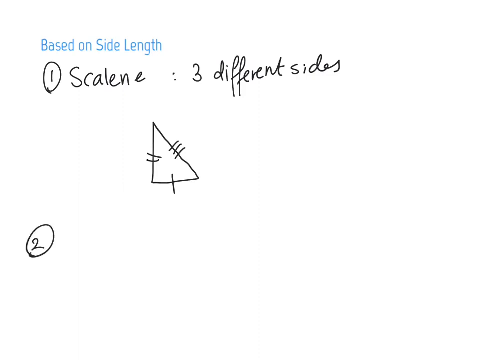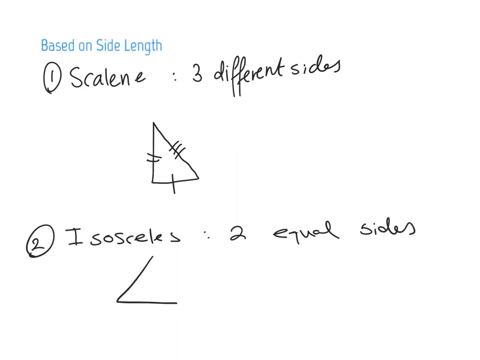The second type of triangle based on side length is an isosceles. So this is when we have two equal sides. So the two lines mean that those sides are equal, and the one line means that that side is different. Now, the angles are also the same. So in an isosceles triangle, the two sides are the same and the two corner angles are also the same.